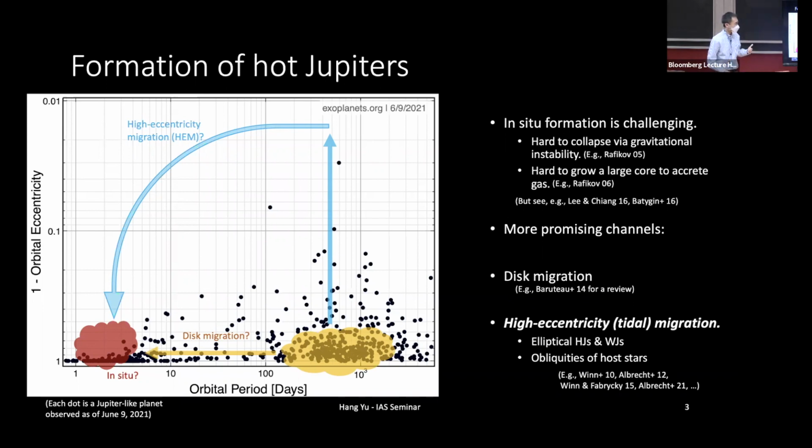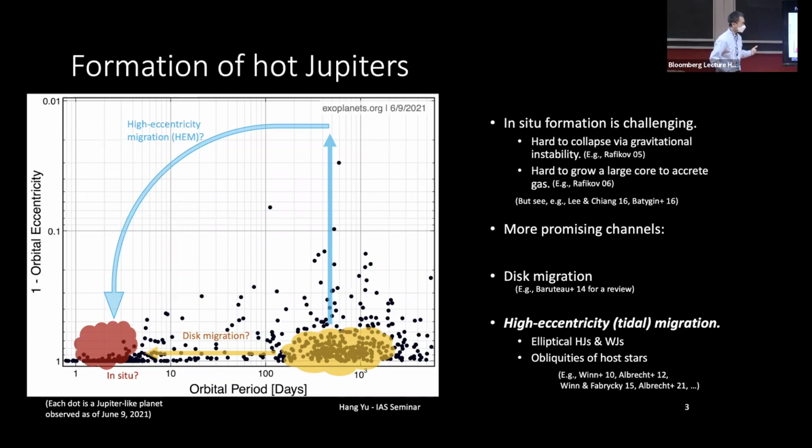But on the other hand, it may not be able to explain all the hot Jupiters. This is because it's really hard for us to excite some eccentricity through this channel. But we do observe some moderately but significantly eccentric hot Jupiters. Then that means at least a fraction of hot Jupiters should be formed through this high eccentricity tidal migration channel.